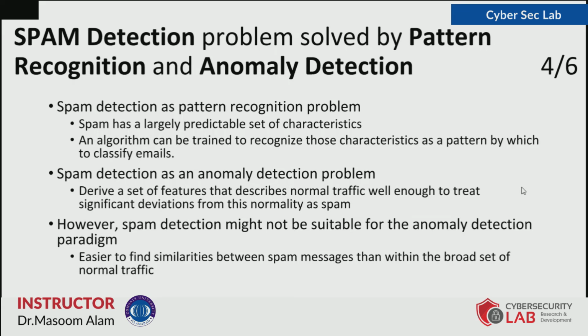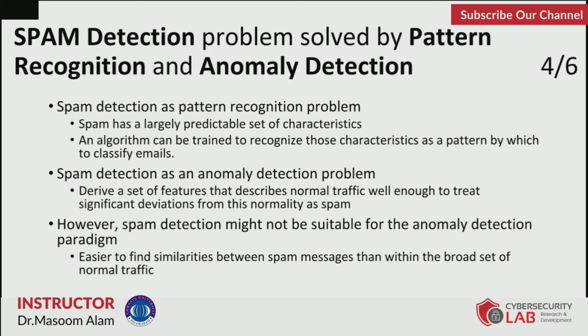Now, one thing, we take an example because in this module we are talking about spam detection in detail in order to understand the machine learning algorithm. So we look at the spam detection problem, which is solved by both pattern recognition and anomaly detection. So we try to establish which one is better. Spam detection as a pattern recognition problem: spam has a largely predictable set of characteristics we have seen. An algorithm can be trained to recognize those characteristics as a pattern by which to classify the emails.